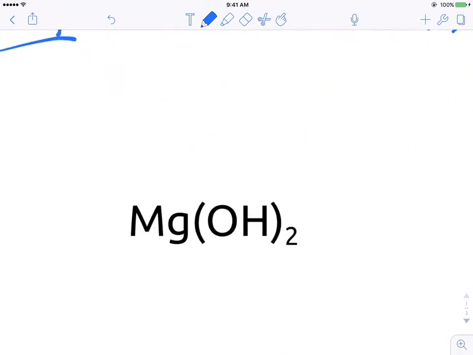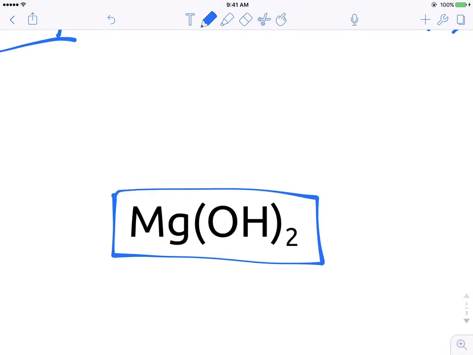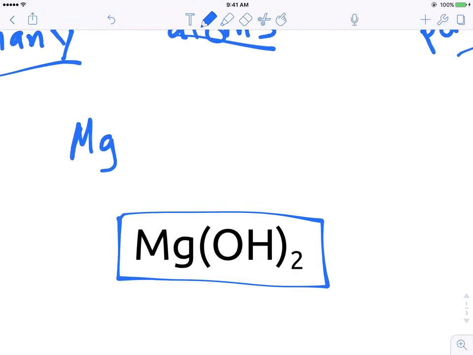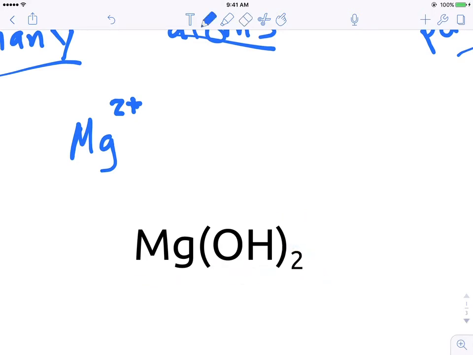So let's take a look at an example of an ionic compound that has a polyatomic ion in it, magnesium hydroxide. Magnesium has a positive 2 charge, and it is with OH. And I actually have 2 OHs. And so when you have parentheses like this around the OH, this 2 right outside the parentheses means that you have 2 of everything within the parentheses.